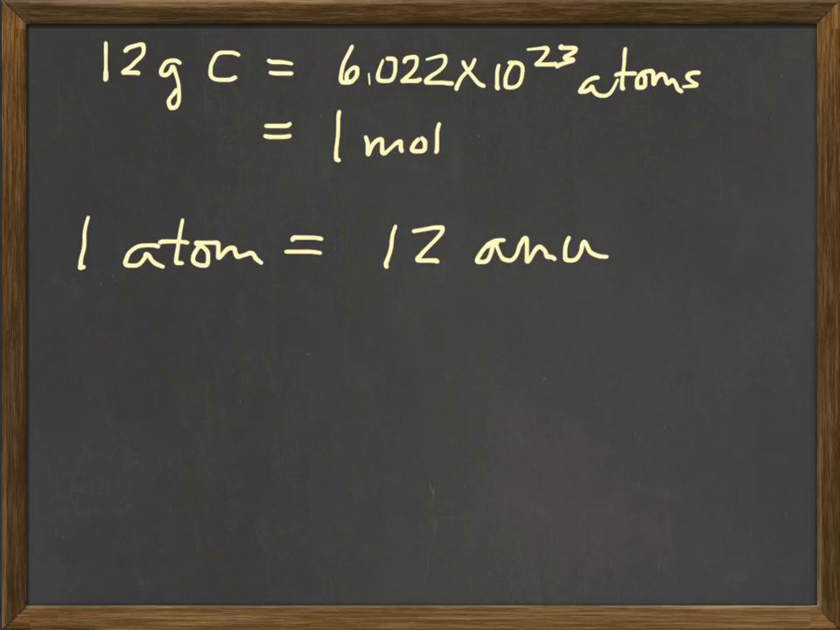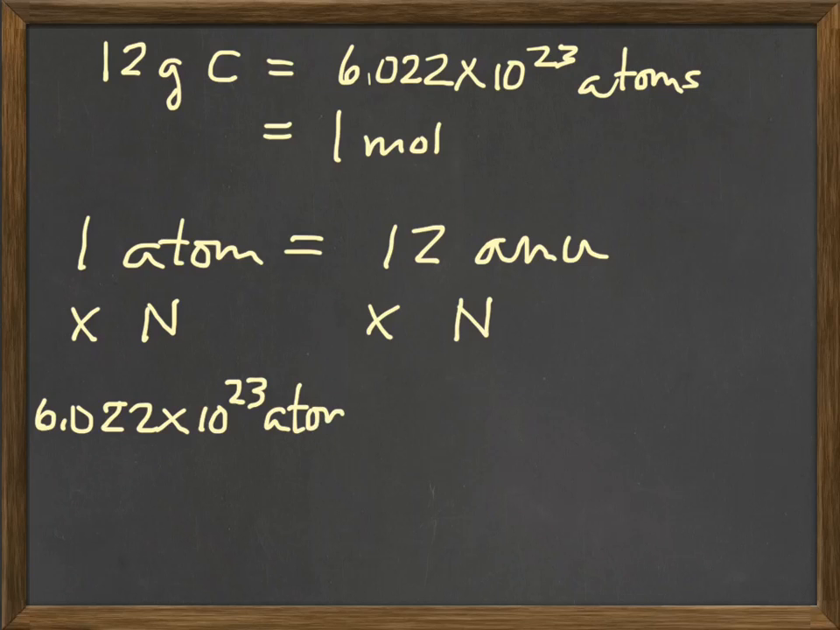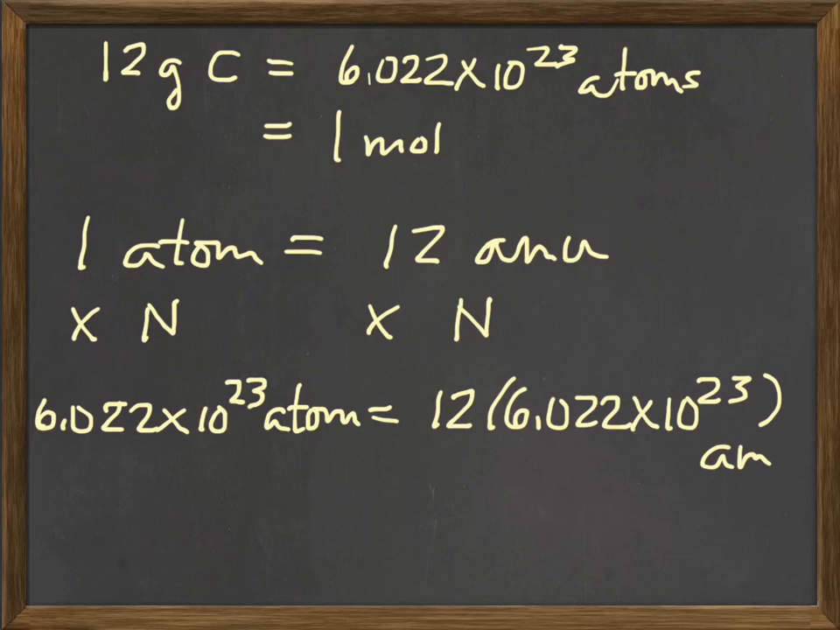So there's this relationship. If we take this relationship, 1 atom of carbon-12 is equal to 12 atomic mass units, and we multiply by Avogadro's number, which we often abbreviate with N, then we get 6.022 times 10 to the 23rd atoms is equal to 12 times 6.022 times 10 to the 23rd atomic mass units. What it ends up working out to is that Avogadro's number of atomic mass units is equal to 1 gram. Does that work?